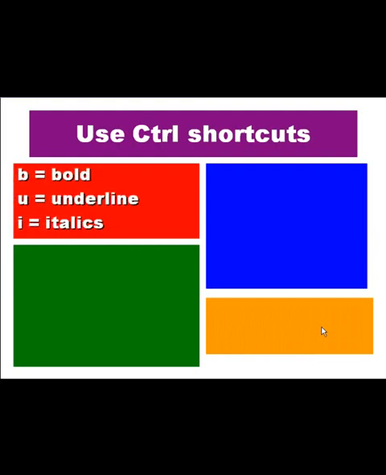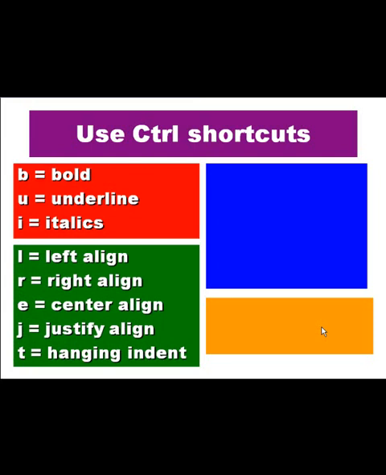For instance, you could do control B to make a word bold, or even a string of words. If you highlight words and do control B, they'll turn bold. If you want to turn the bold off, just do control B again. U for underline, or I for italics. You can control entire paragraphs with control L for left align. Control R will right align paragraphs. E for center, J for justify, and T for a hanging indent. You would use a hanging indent if it was for a reference at the bottom of your document. You make references, and I'll show you how to do that in just a minute.